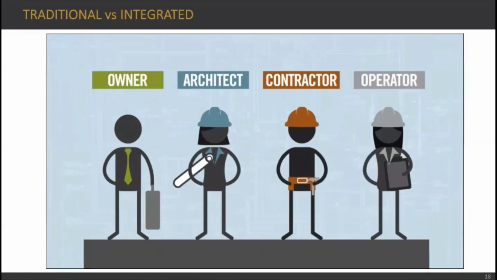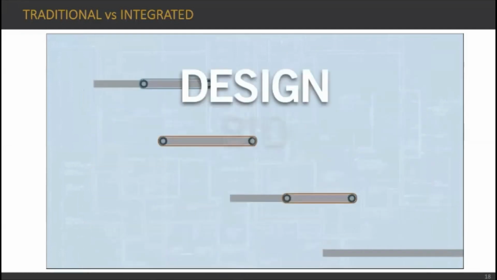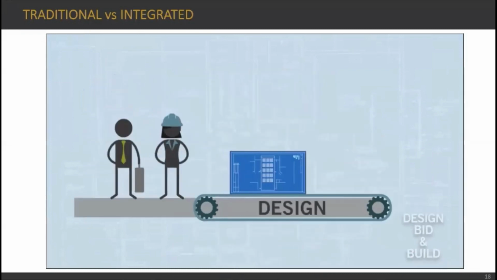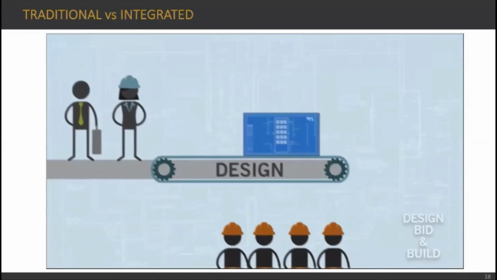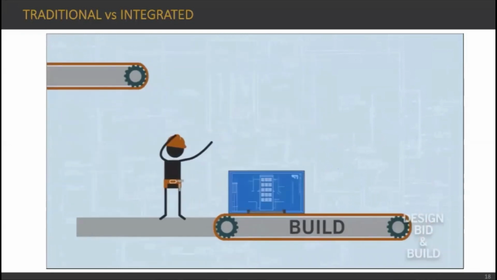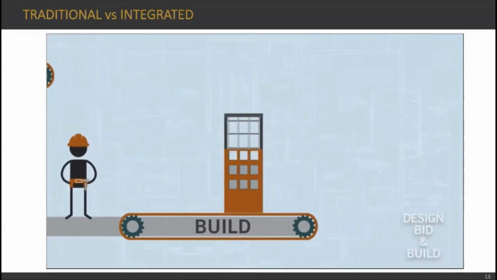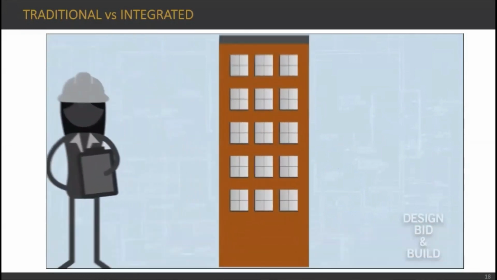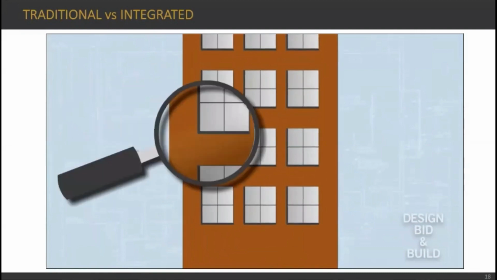To understand the advantages, let's look at the traditional design, bid, and build approach. Here, an architect designs a building with expert input. Then, contractors bid for the opportunity to build it. The successful bidder oversees the construction, and building operators manage it. But this conventional assembly line approach can have plenty of hidden problems.